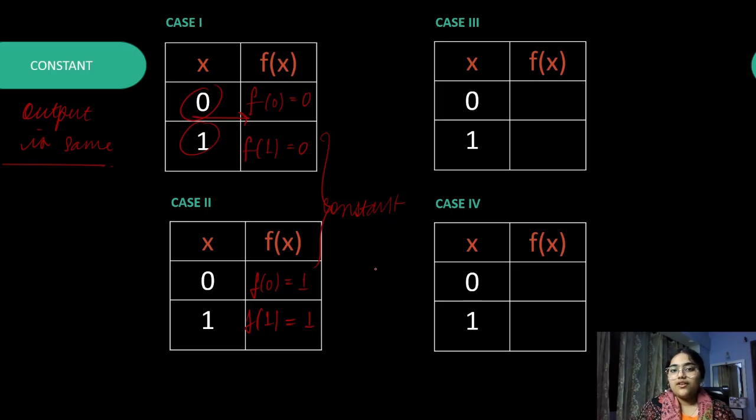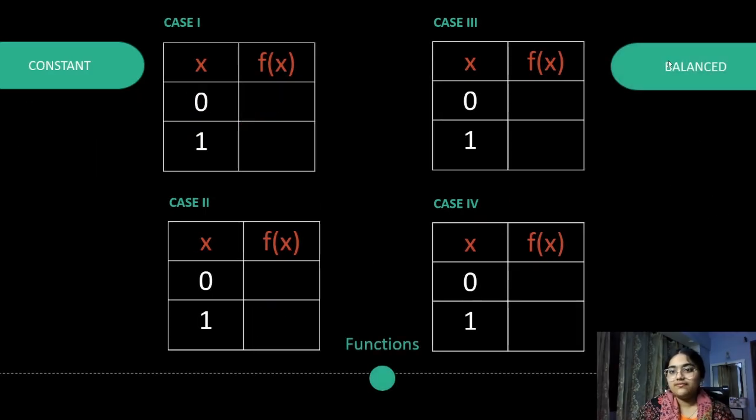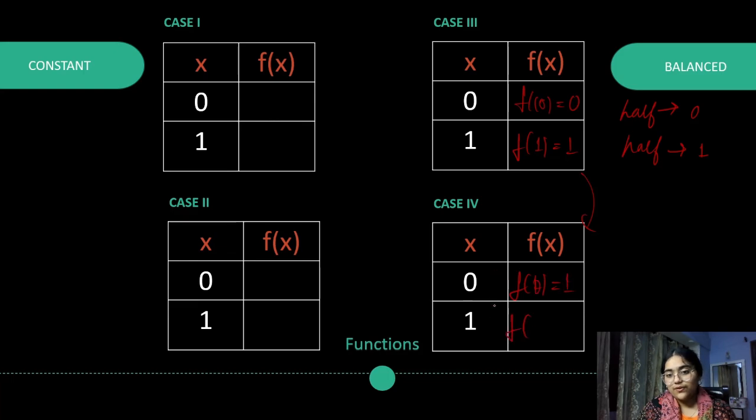Then come balanced functions. A balanced function says that half of the inputs retain the value 0 and the other half retain the value 1. So in this case, f of 0 equals 0 and f of 1 equals 1. The other case would be f of 0 equals 1 and f of 1 equals 0. So this is basically the difference between a constant and a balanced function.